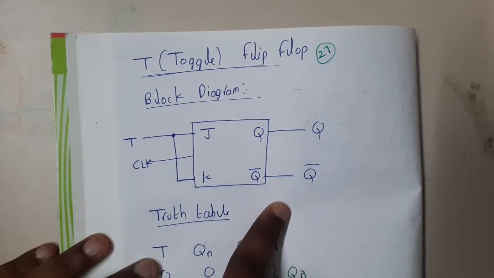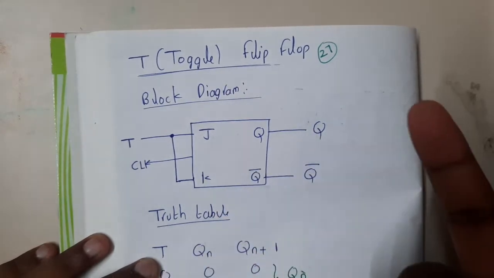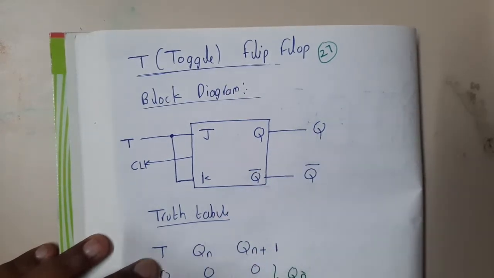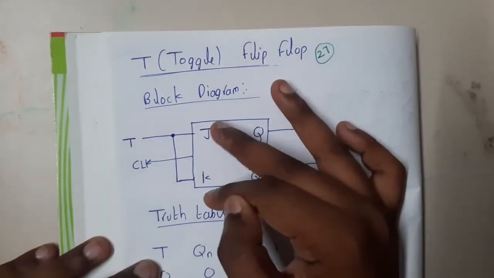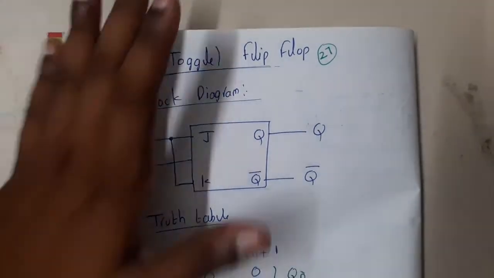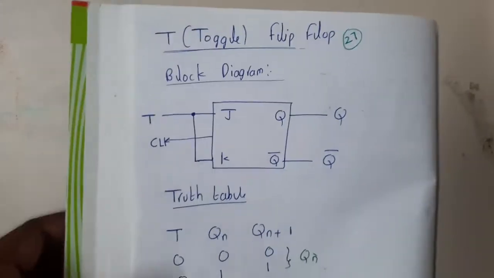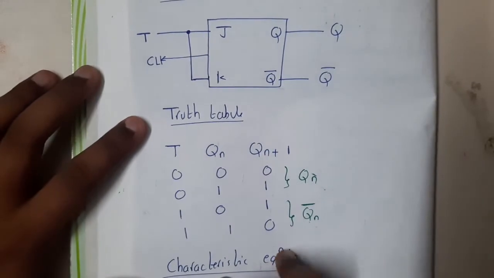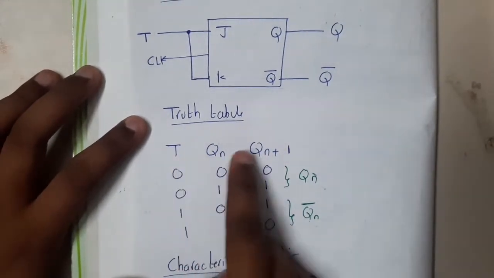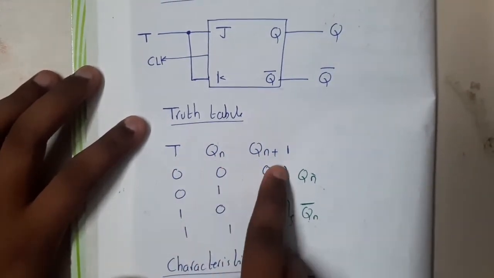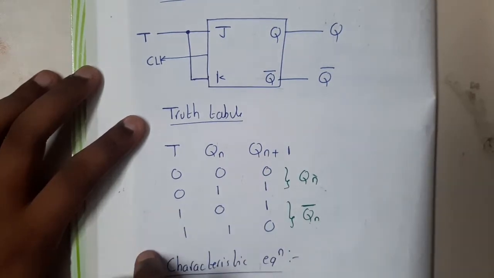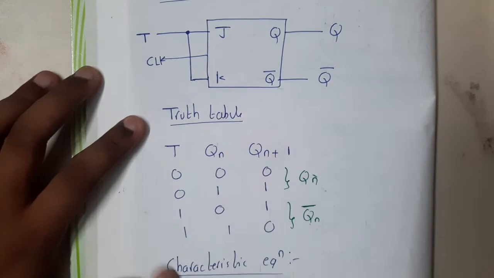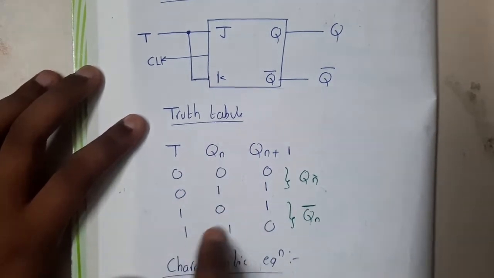Now most of you will be saying, okay, then the truth table also will be similar, right? Yes, your ideology is absolutely correct. The cases where J and K both are equal, those cases you will write in this toggle, guys. So what are those cases? In the truth table we will be having T, Qn and Qn plus 1. Let us write down all the cases: 0, 0, 0, 1, 1, 0, 1, 1.